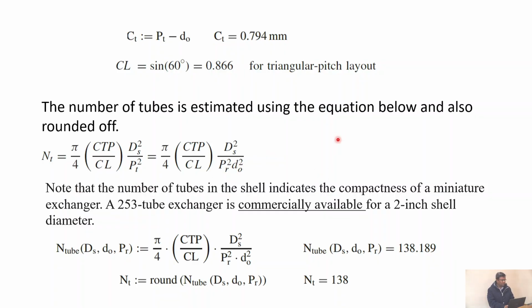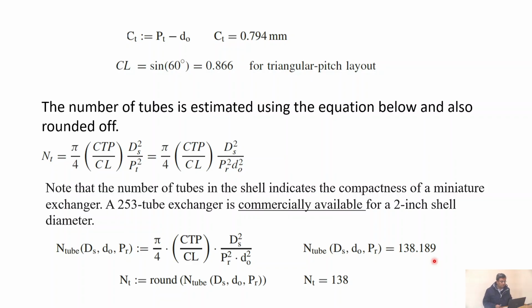So there's some problem with the triangular arrangement, triangular pitch layout. The number of tubes is calculated using this sort of expression that we were discussing a few minutes back. That's the number of tubes, and it comes out to be something which is rounded off. The number of tubes actually came out to be 138.189 according to that calculation. So we just say that's 138.